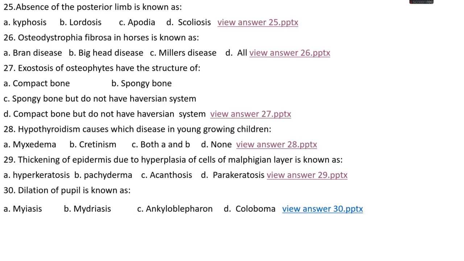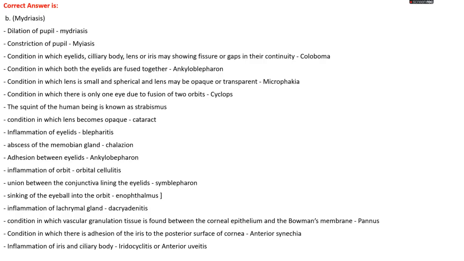Question number 30. Dilation of the pupil is known as option A, myiasis, option B, mydriasis, option C, ankyloblepharon, option D, coloboma. The right answer is option B, that is mydriasis. Dilation of the pupil is known as mydriasis, while constriction of the pupil is miosis. A condition in which the eyelids, ciliary body, lens or iris show fissures or gaps in their continuity is known as coloboma.